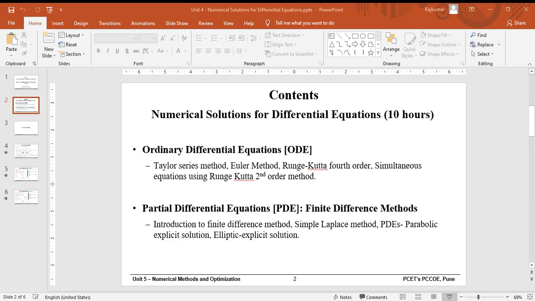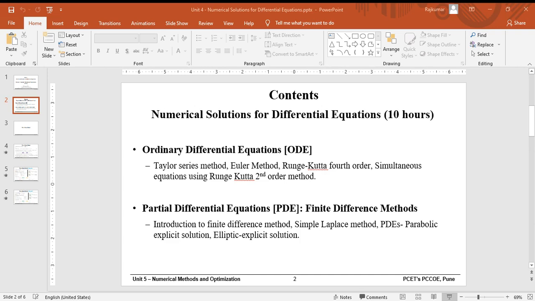So consider a first order equation dy by dx is equal to f of x, y. Generally, dy by dx is denoted by y dash in case of Taylor series, and that is a function of x and y both. Then differentiating equation 1 with respect to x, we have d2y by dx square is equal to ∂f/∂x plus ∂f/∂y into dy by dx.